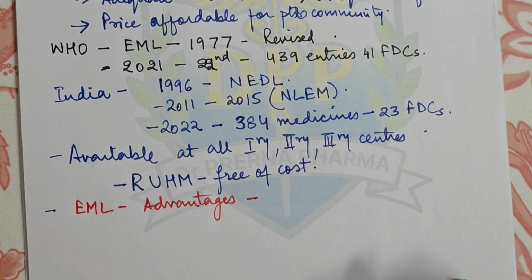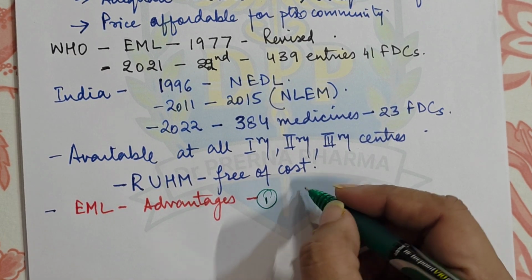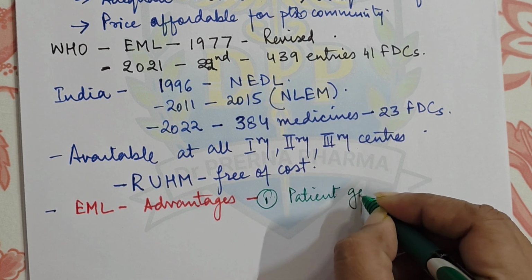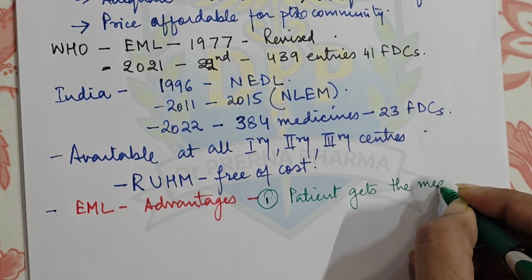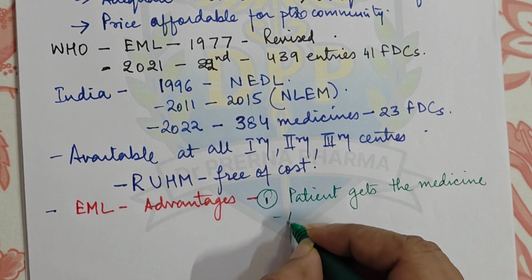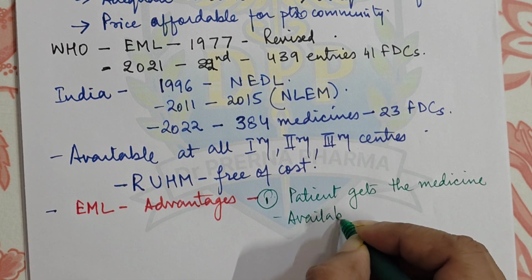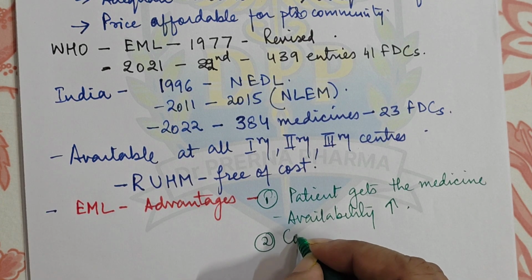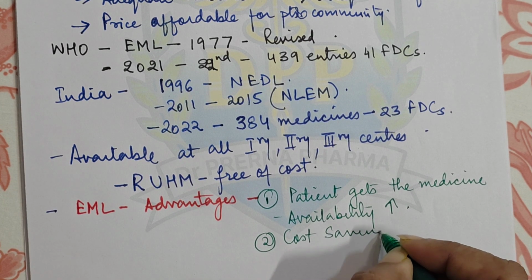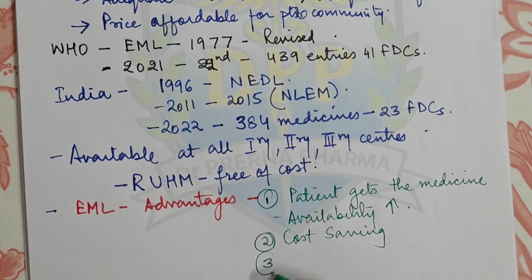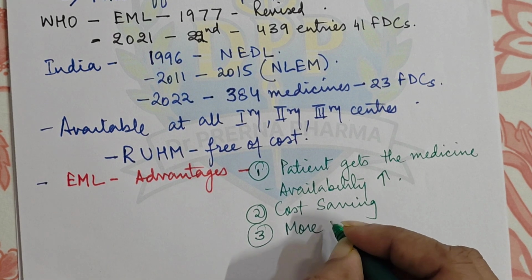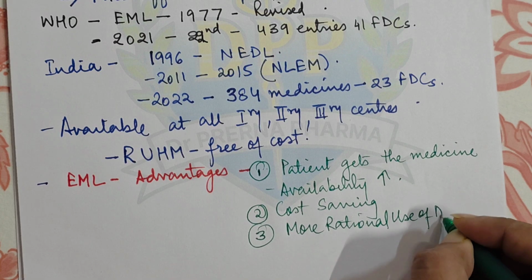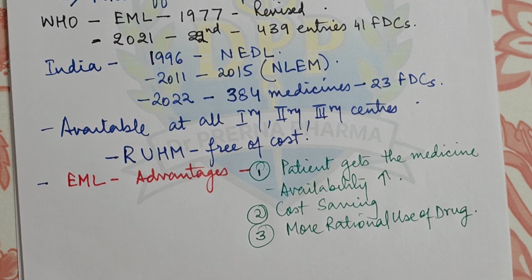So the first benefit is that the medicine availability to the patient increases. You can say there is an increase in the availability factor, which is very, very important. Second, it is cost saving, so it is not very costly for the patient. And third, there is more rational use of drugs. So the drugs can be used more rationally, right? So this was about essential medicines.